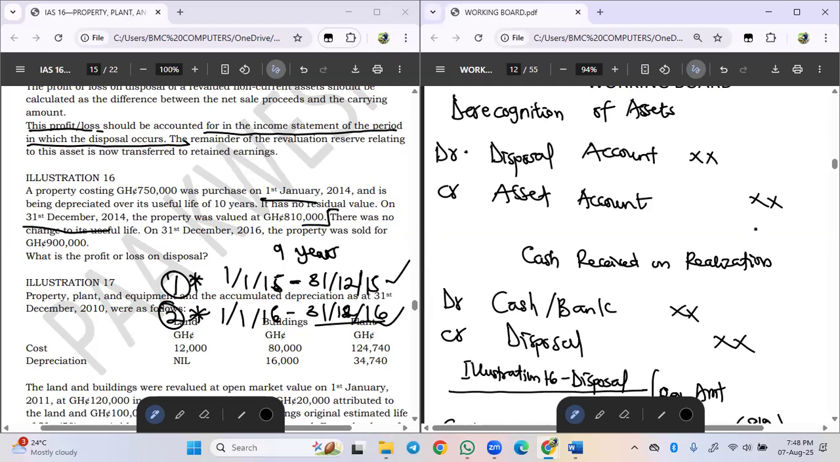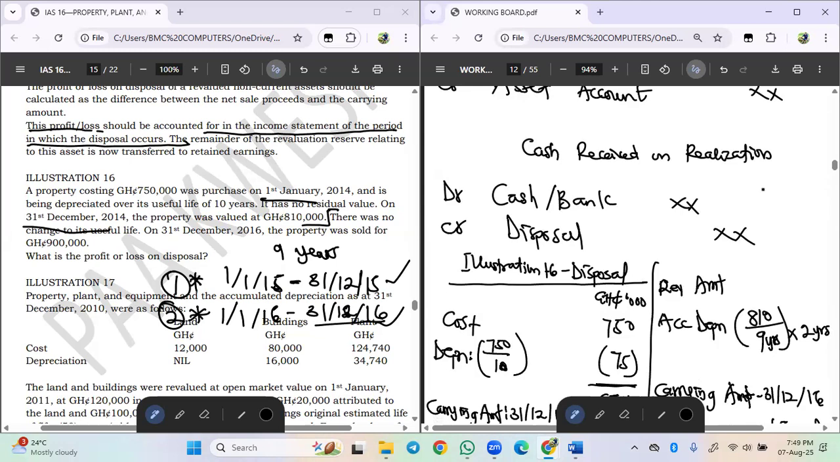Because when the asset fails to meet the recognition criteria per IAS 16, that is, when it is probable that future economic benefit can flow to the entity, and the cost of the asset can be measured reliably. So when it fails to meet this, or when you dispose of your asset, you have to derecognize it. So you debit the disposal account with 630, then you credit your asset account with 630.